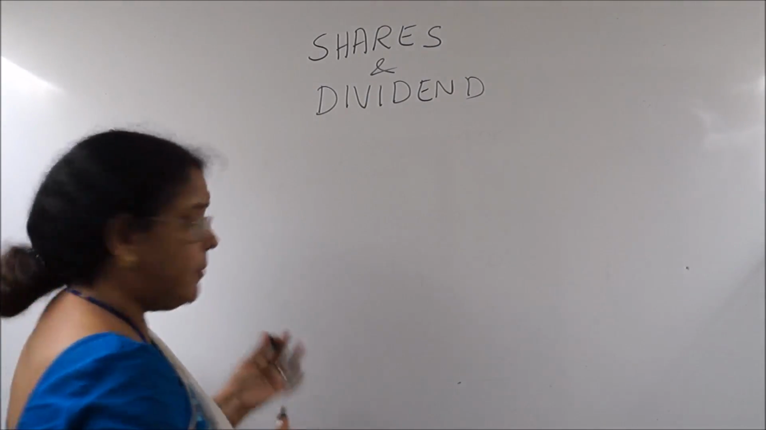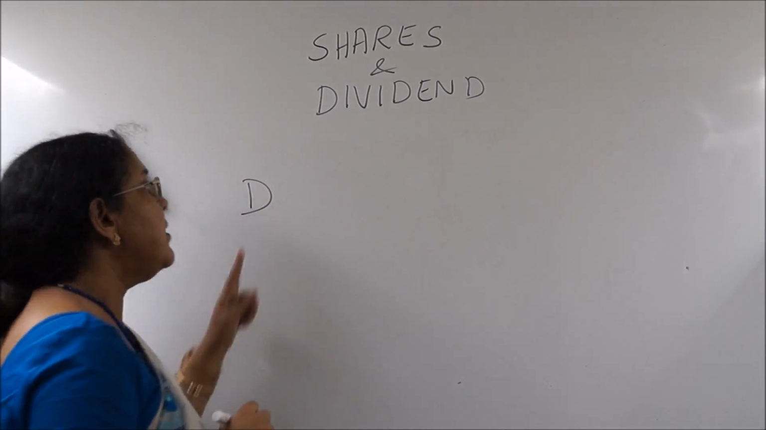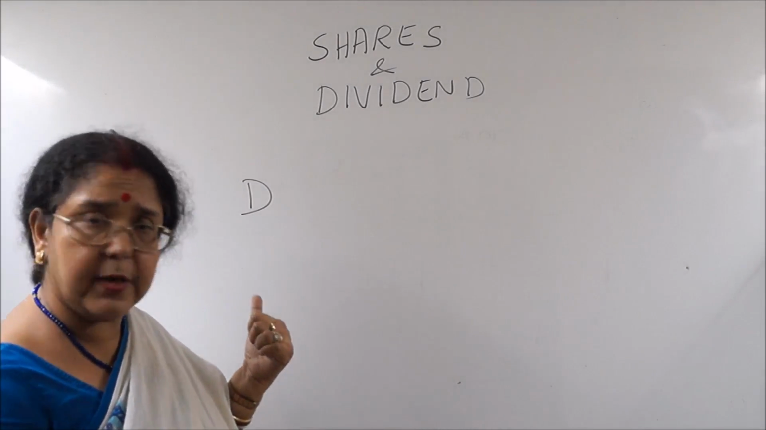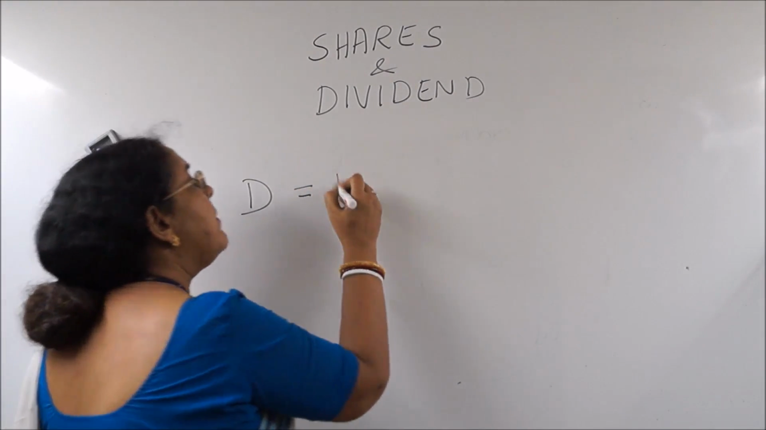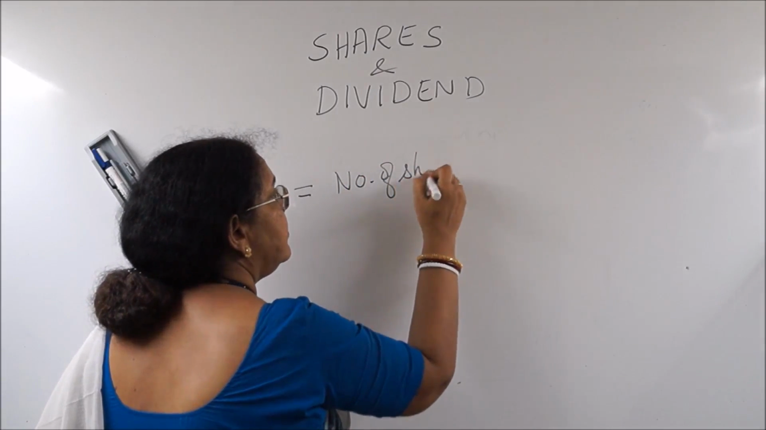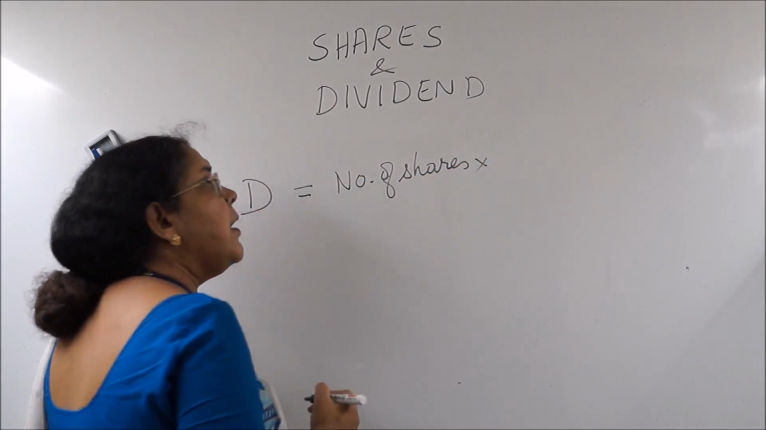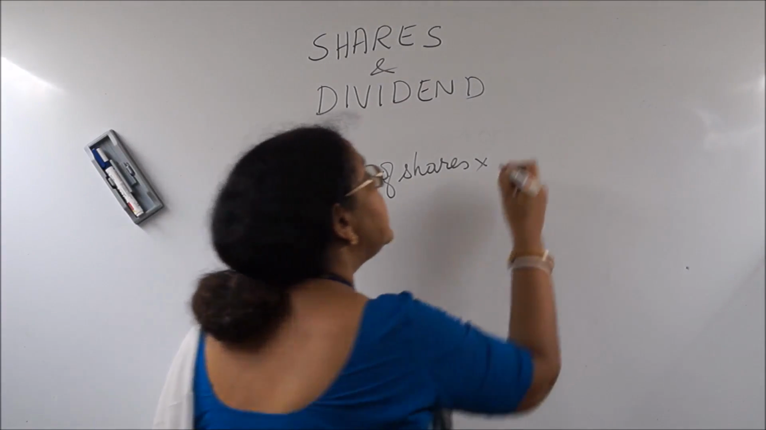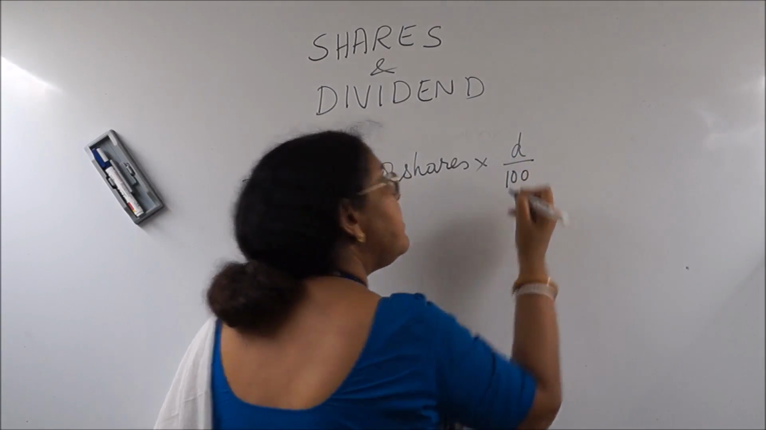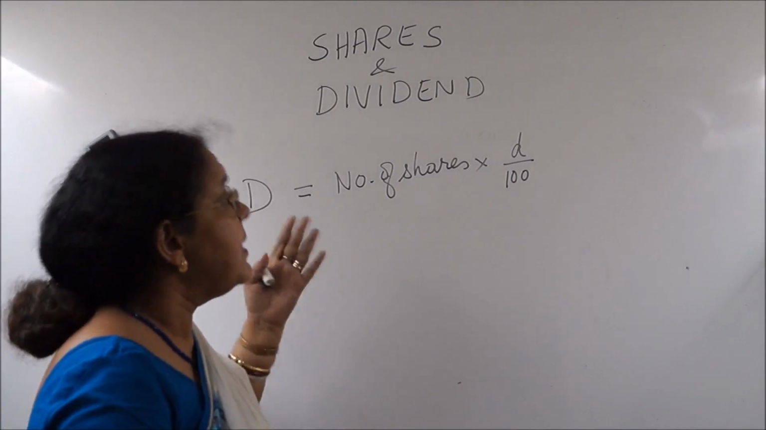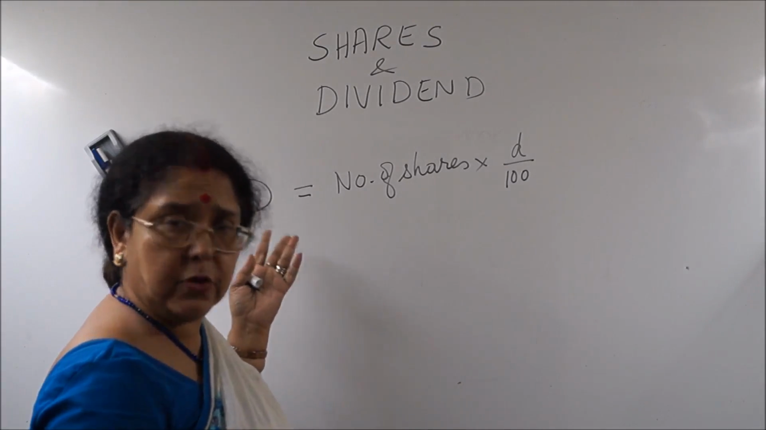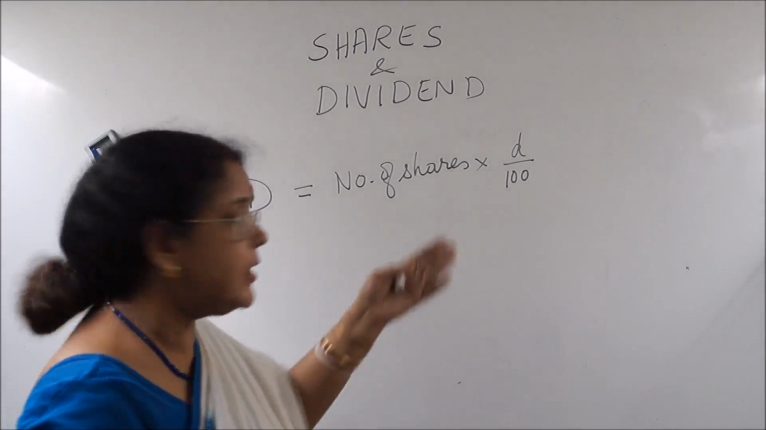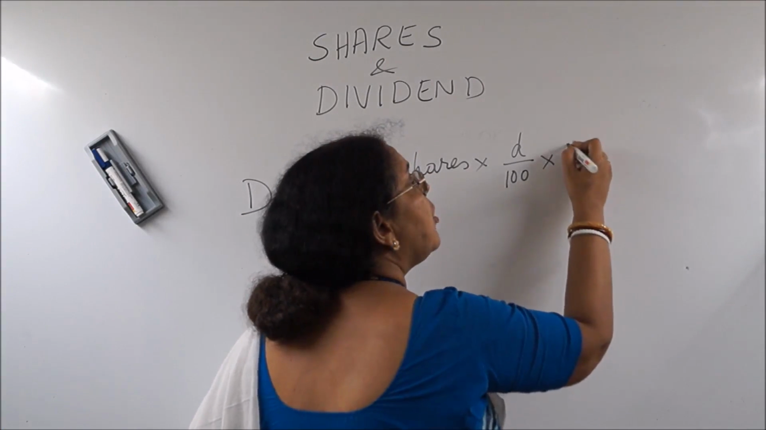So it is a very simple formula. Dividend is usually represented by capital D and the dividend percent declared by the company is represented by small d. So dividend is equal to the number of shares, meaning the number of shares that the shareholder has, into d percent. So d percent means d upon 100, whatever percentage the company has announced. That is the rate at which the company has announced to give dividend to its shareholders, that is d upon 100 into the nominal value.